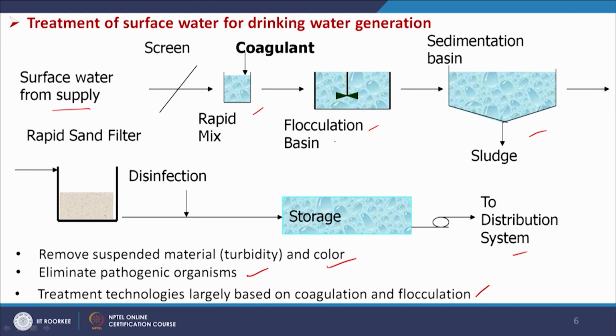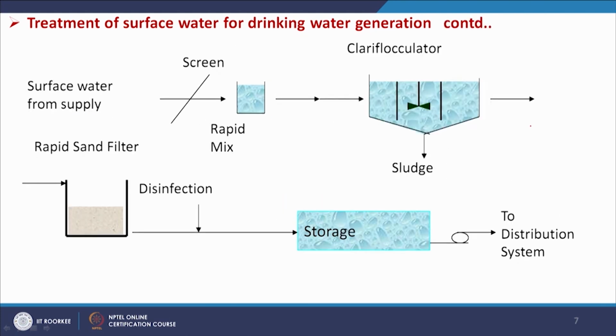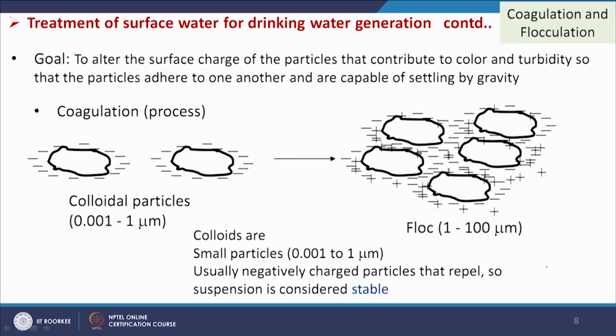And here we have seen flocculation and sedimentation as two different basins, but in some cases we can use a single unit, that is the clariflocculator. So, in that case other units are the same, like screen, rapid mix, and then this clariflocculator, with no separate flocculation and sedimentation. Then it will come to the rapid sand filter, then disinfection, and then storage, and then to the distribution system.